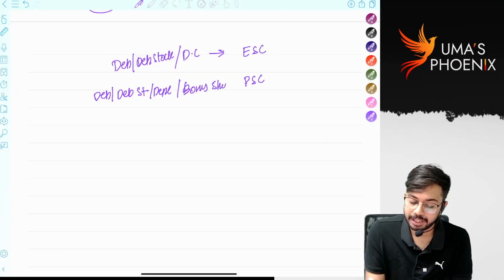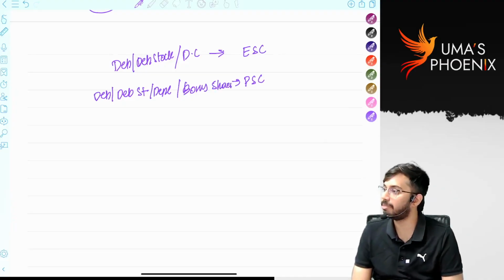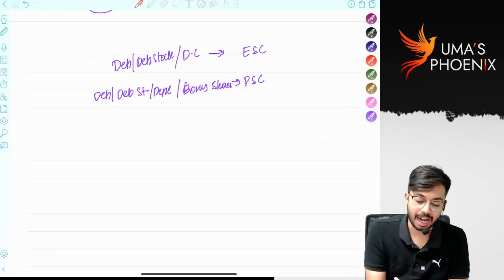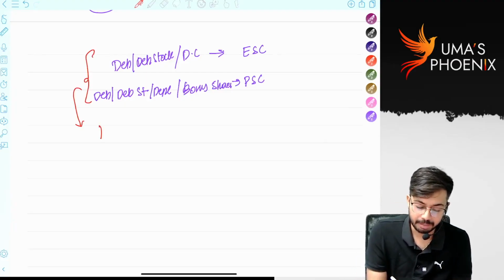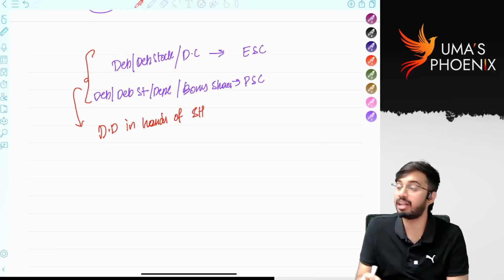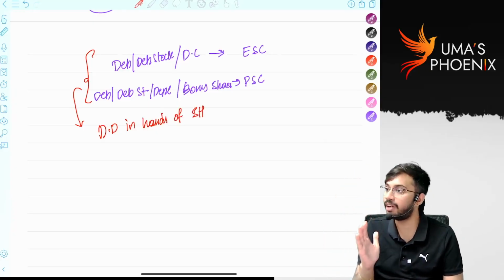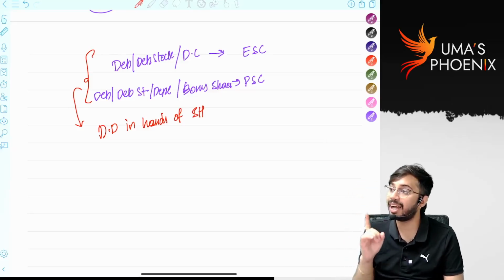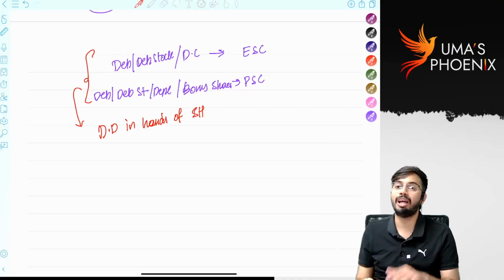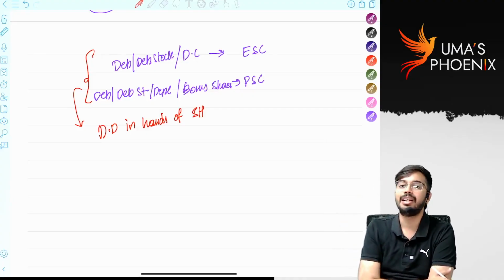For preference shareholders, even issuance of bonus shares is considered as deemed dividend. So these transactions are considered as deemed dividend in the hands of shareholders to the extent of accumulated profits. Is it clear? Very, very important. When you are calculating deemed dividend, remember that what is important is accumulated profits. Only to the extent of accumulated profits is it considered as deemed dividend.